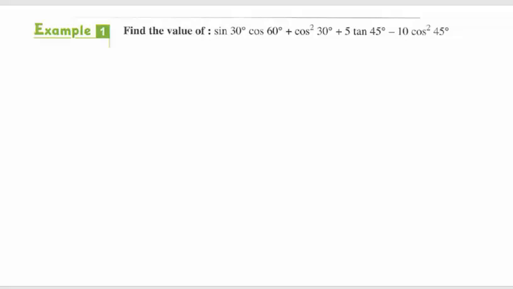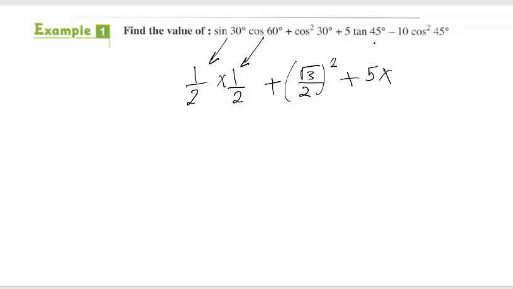To find this value, you should simplify every single part alone, like this. As you know, sine 30 equals half, and cosine 60 also equals half, plus cosine squared 30. Don't do the operation of squaring on 30. No, this means that I need to find the value of cosine 30, then after finding this value I will square it, or put it to the power of 2. So cosine 30 is root 3 over 2, and I will put it between brackets and raise it to the power of 2, plus 5 multiplied by tan 45.